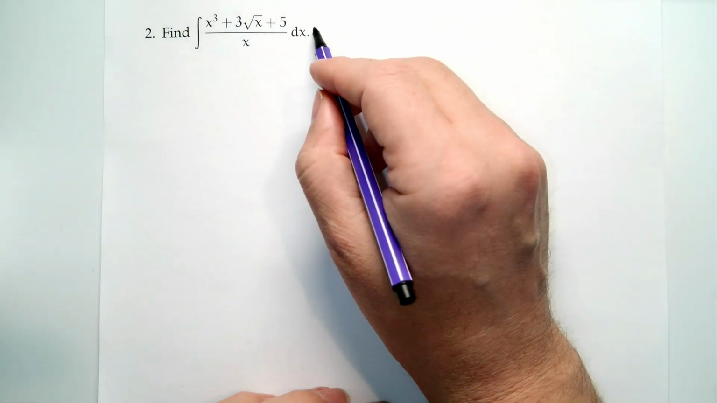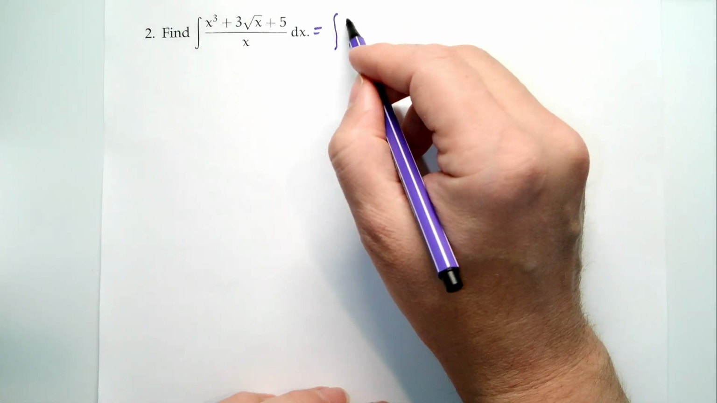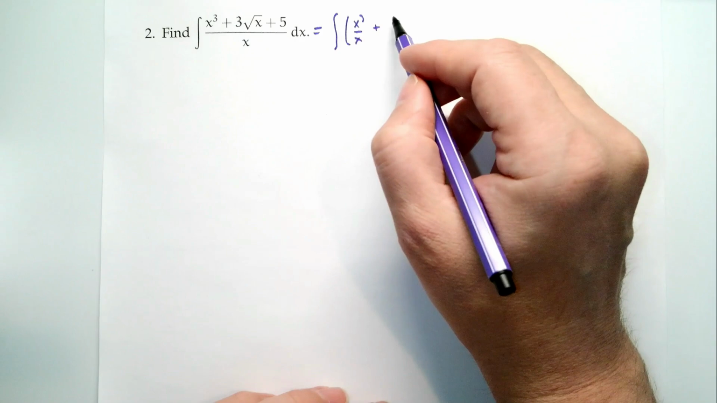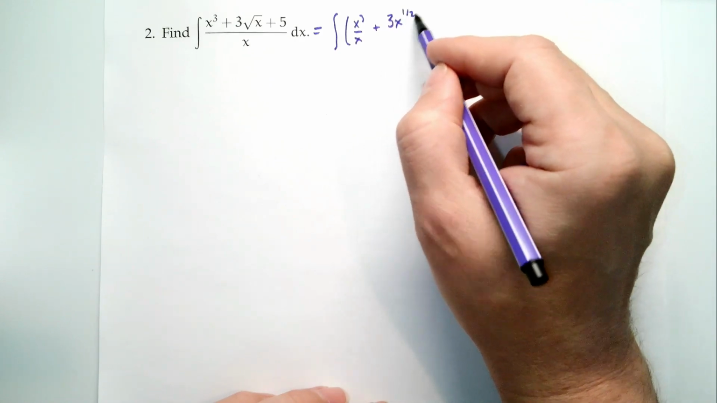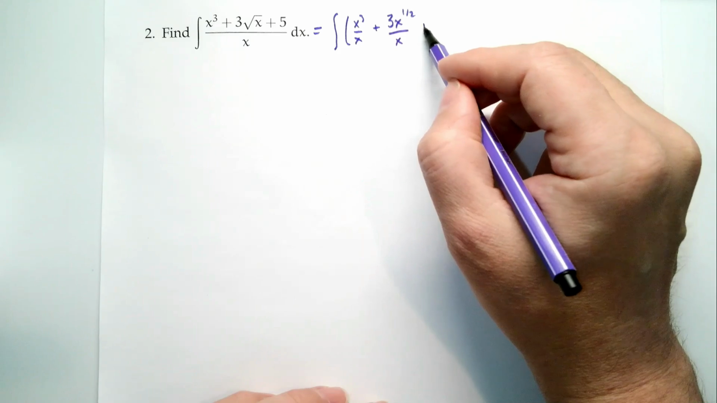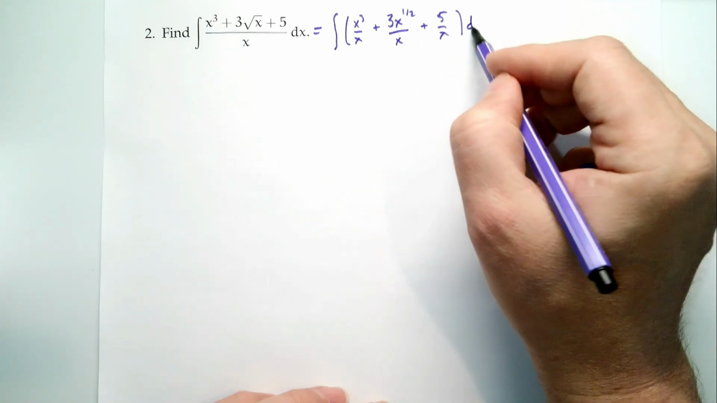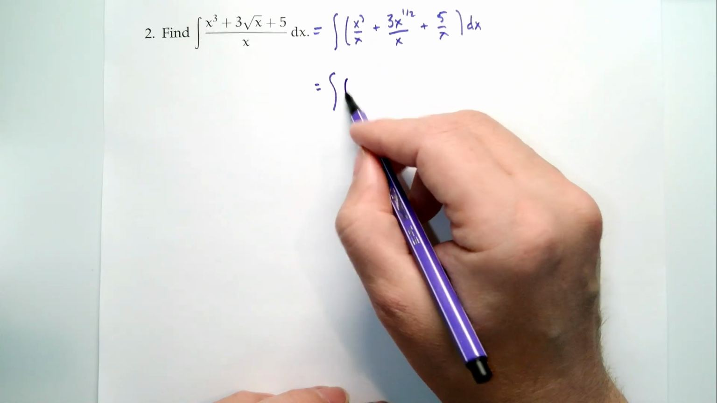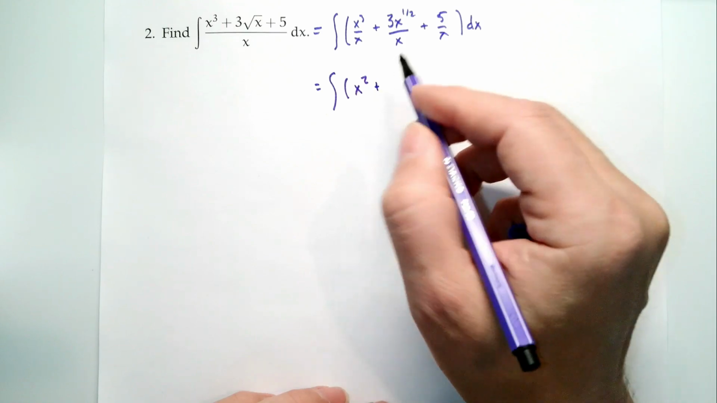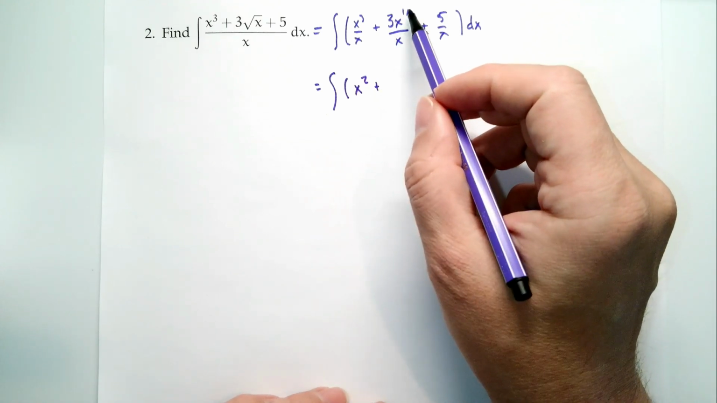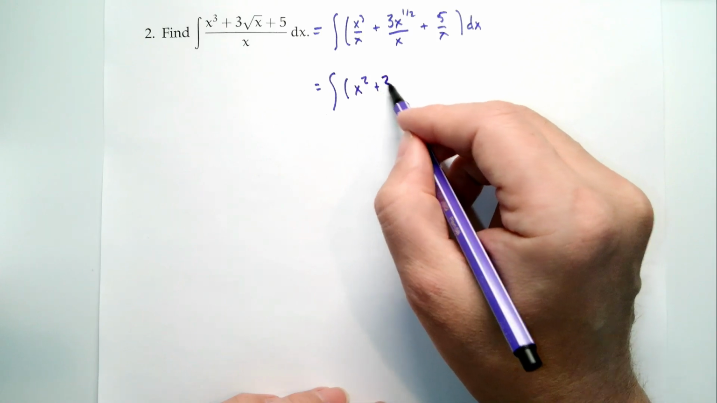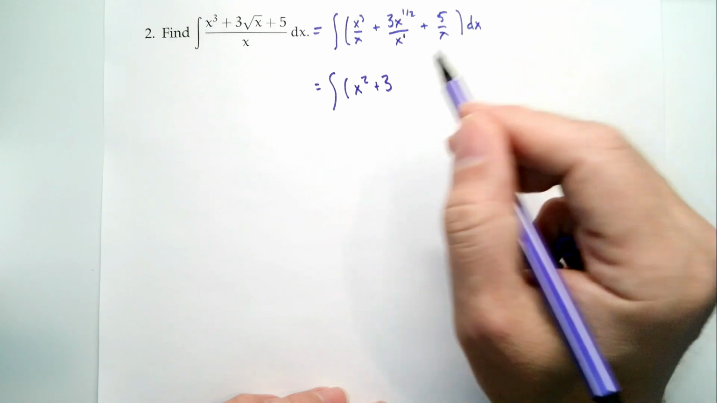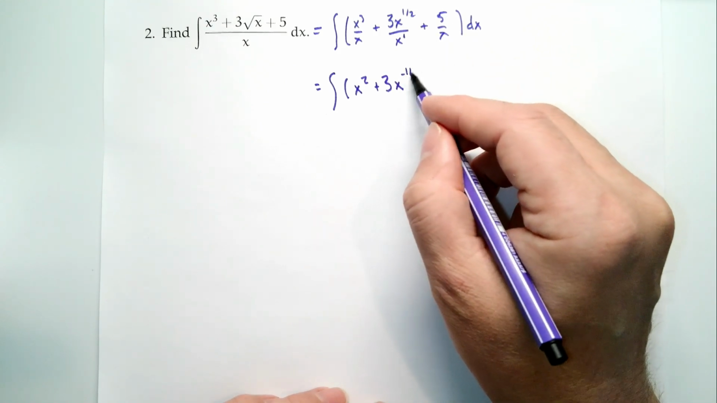So, this is the integral of x cubed over x plus, now 3 root x. I'm going to write that as 3x to the 1/2 over x and 5 over x. So now we just say, well, what is that? Well, x cubed over x is x squared. Here I have to the 1/2 upstairs to the 1 downstairs. So if I combine that, I would subtract the exponent. So this is really to the 1 power. 1/2 minus 1 would make this to the minus 1/2.